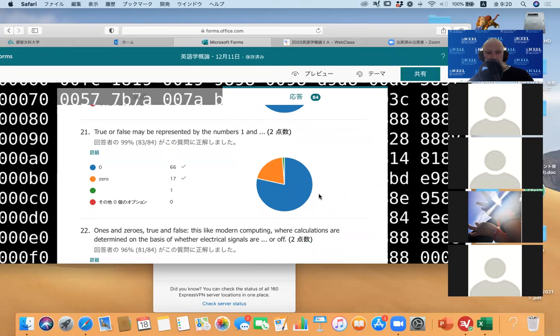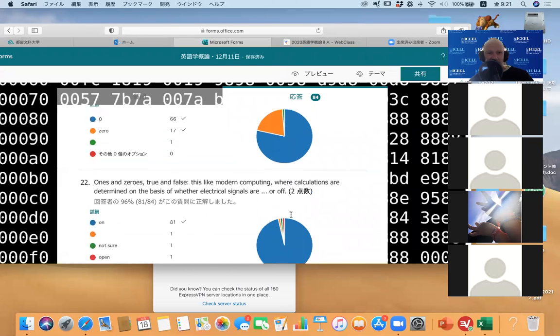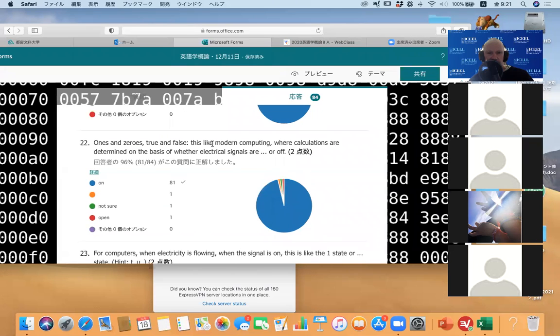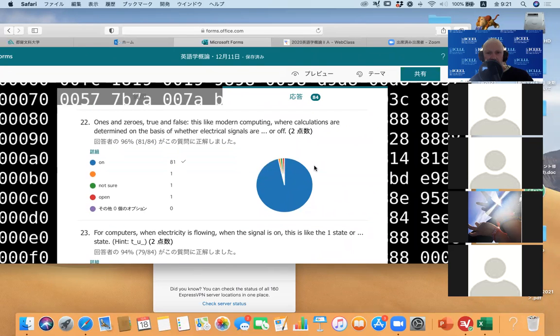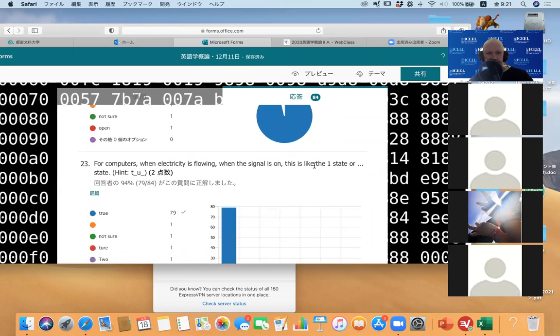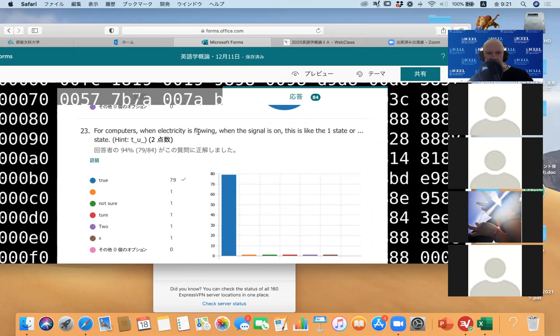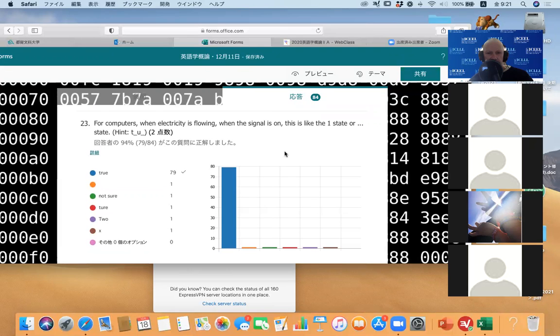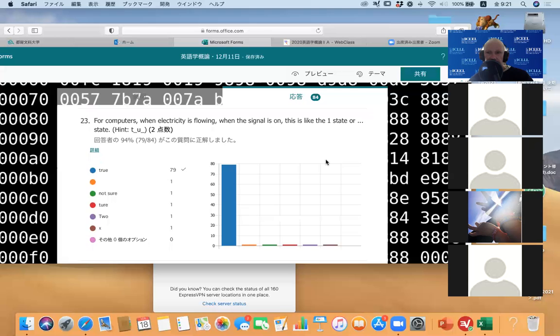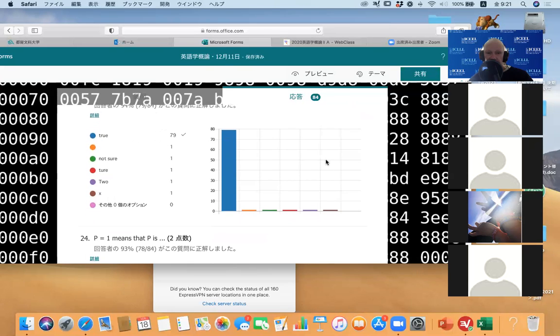True or false may be represented by the numbers 1 and 0, sorry, not 1 and 2, 1 and 0. Ones and zeros, true and false. This is like modern computing, where calculations are determined on the basis of whether electrical signals are on or off. For computers, when electricity is flowing, when the signal is on, this is like the one state, or true state. This is good because I didn't go into this very much, right? So you got the idea here. And I'm going to review this again today.